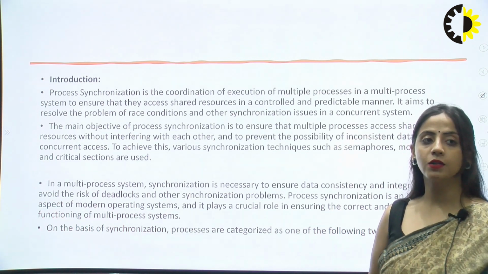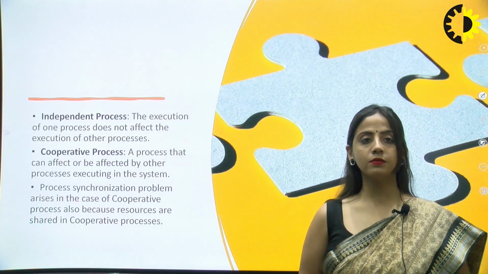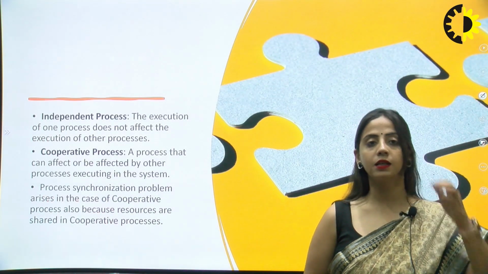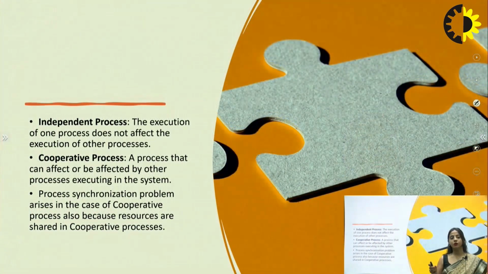On the basis of synchronization, processes are categorized into two types: independent process and cooperative process. The independent process is the process where the execution of one process does not affect the execution of other processes. A cooperative process is a kind of process which can affect or be affected by other processes executing in the system. The process synchronization problem arises in the case of cooperative processes because resources are shared in cooperative processes.